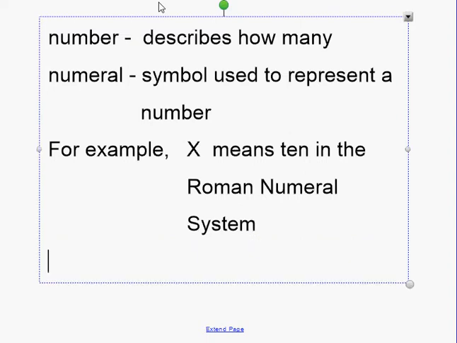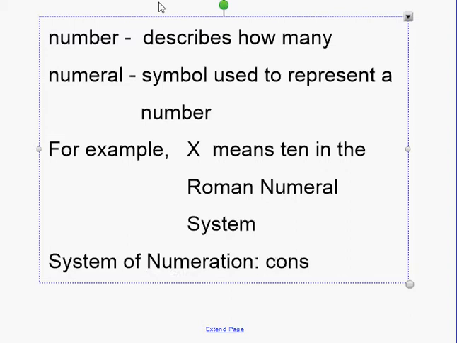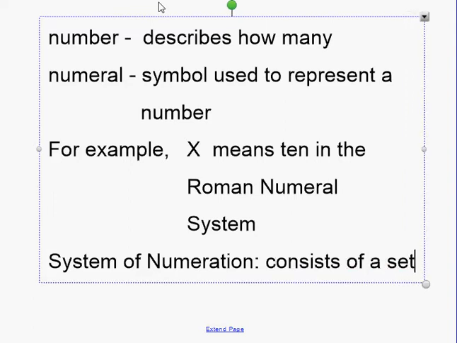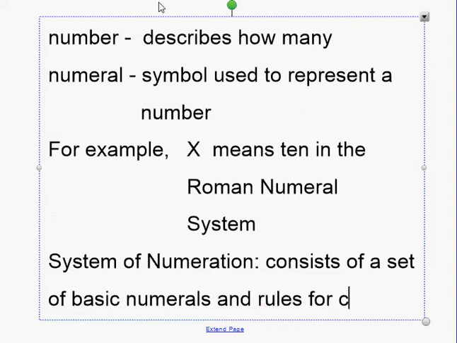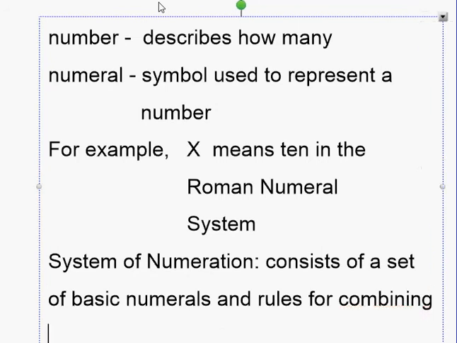A system of numeration consists of a set of basic numerals and rules for combining them to represent numbers.